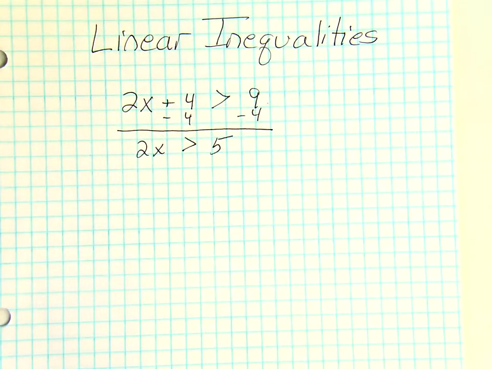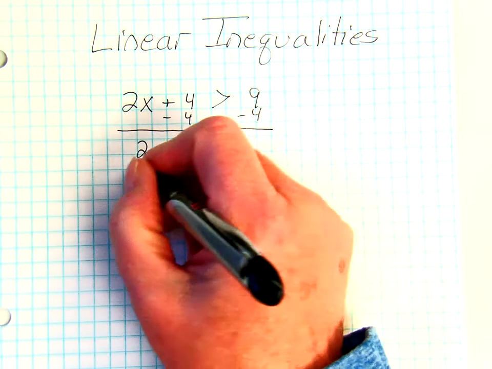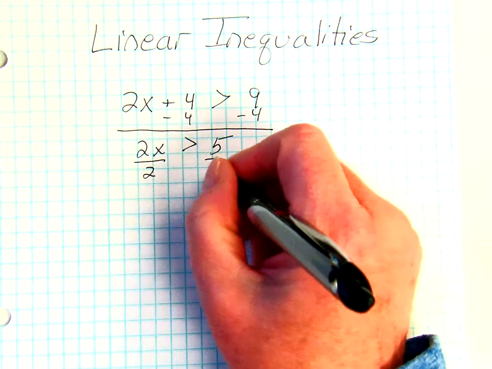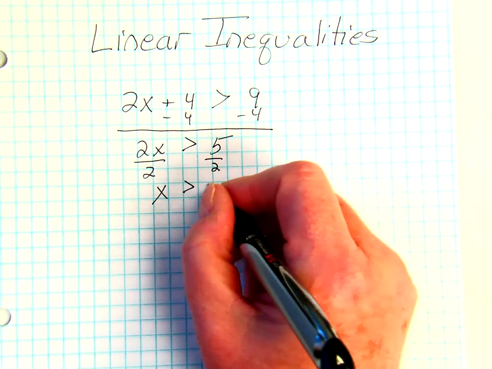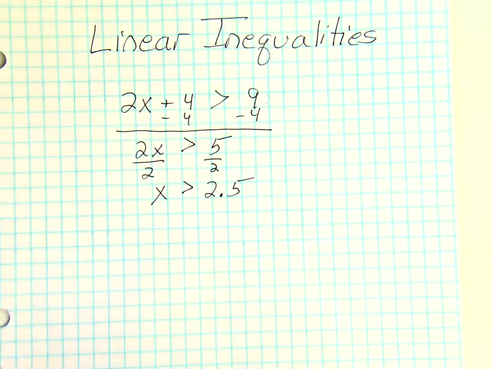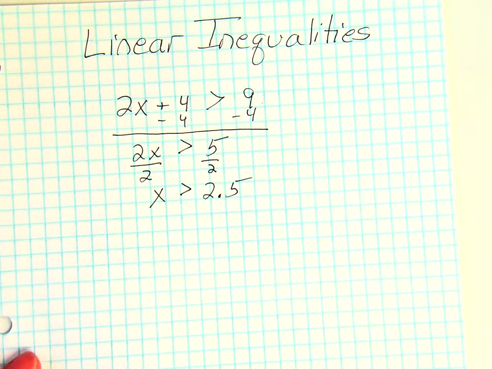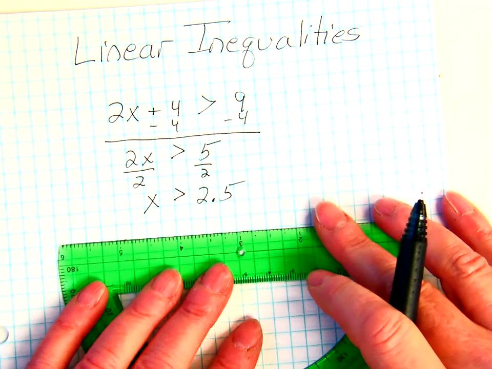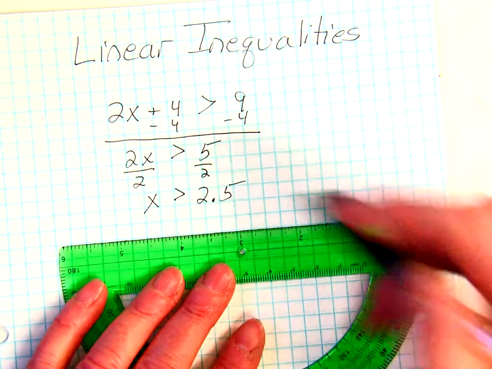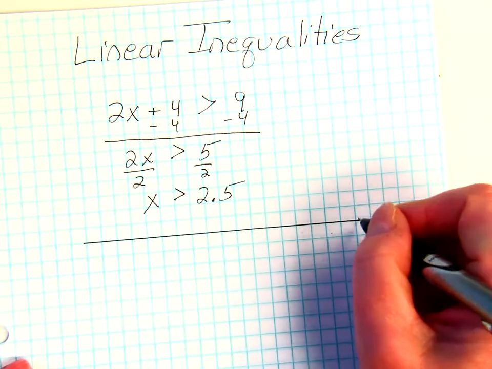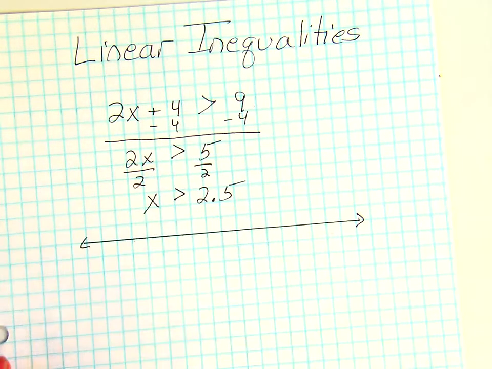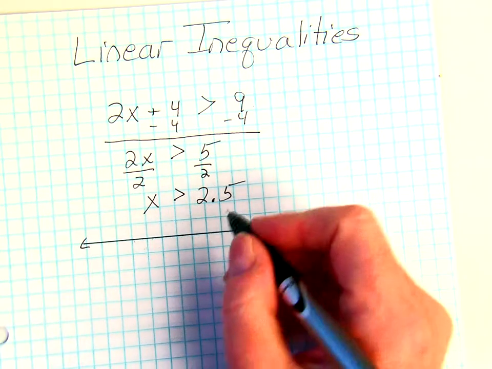Of course, I have to make it so that it doesn't work perfectly, but that's okay. We know that here we've got x is greater than 2.5, and then we would graph it. We would take our number line. If you're not remembering this, you can get on Khan Academy and remind yourself.